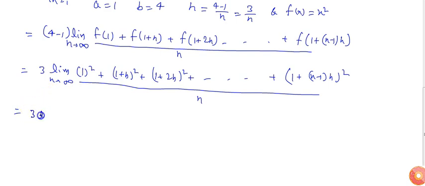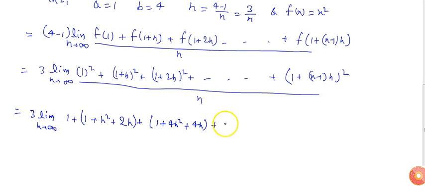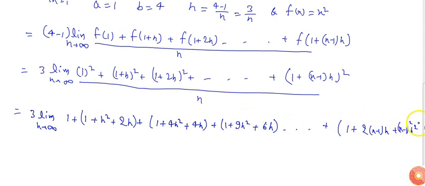If I expand all the terms, I'll get 1 plus h square plus 2h, here it will be 1 plus 4h square plus 4h, and the next term will be 1 plus 9h square plus 6h, up to the final term, which will be 1 plus 2(n minus 1)h plus (n minus 1) square h square, divided by n.